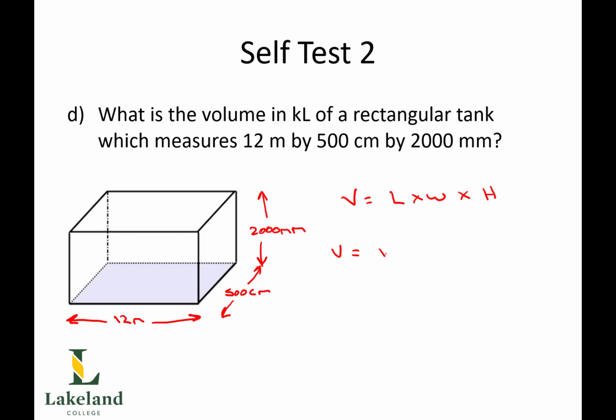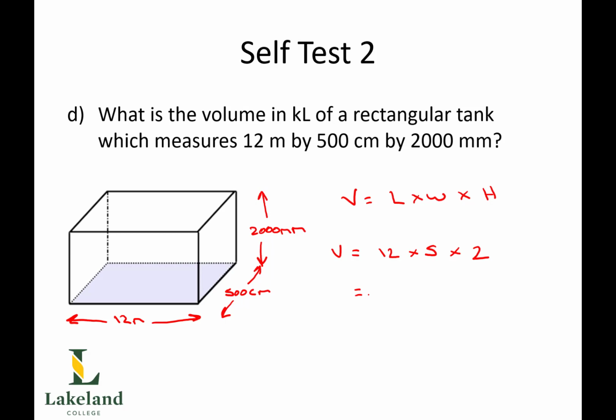So for the first one, we can leave that alone, 12 metres. For the second one, 500 centimetres. There are 100 centimetres in a metre, so 500 centimetres is 5 metres. Or if you prefer, 500 times 10 to the minus 2. It's the same thing. Then our last dimension is 2,000 millimetres. There are 1,000 millimetres in a metre, so 2,000 millimetres is 2 metres. Or, if you prefer, 2,000 times 10 to the minus 3 is the same thing.